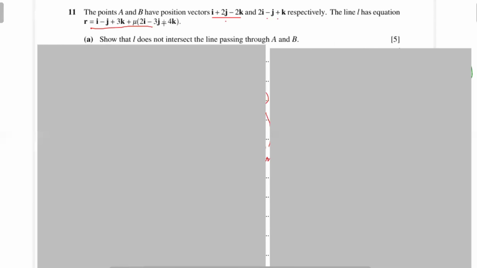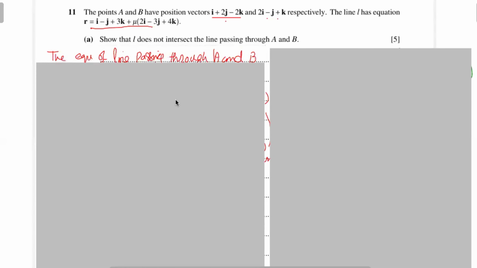Question 11. The points A and B have position vectors i plus 2j minus 2k and 2i minus j plus k. The line L has r equal to i minus j plus 3k plus mu into (2i minus 3j plus 4k). Show that L does not intersect the line passing through A and B. Firstly, we find the equation of the line passing through A and B. We use the two-point form equation of line.